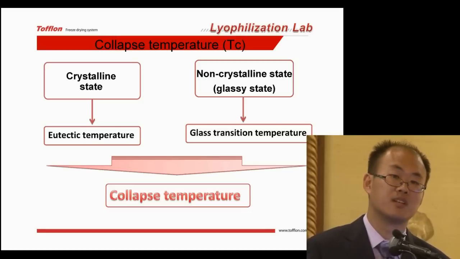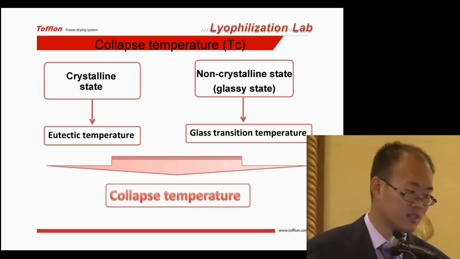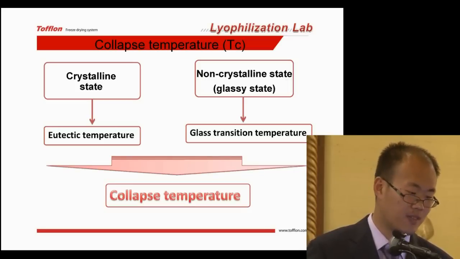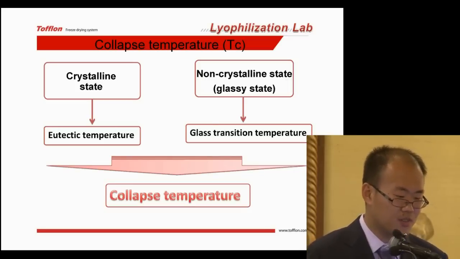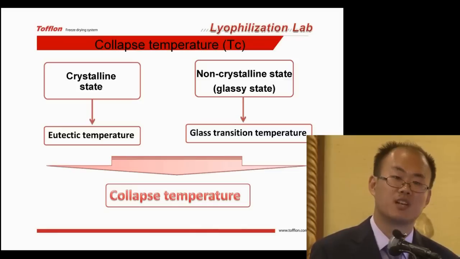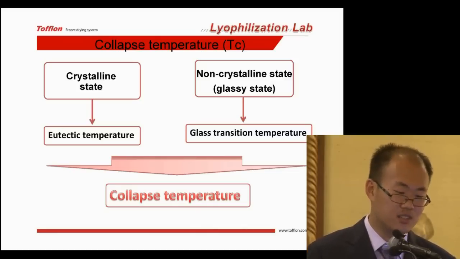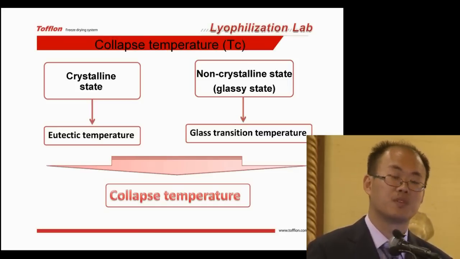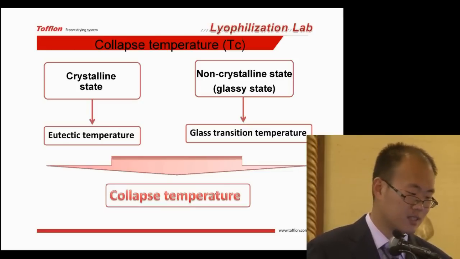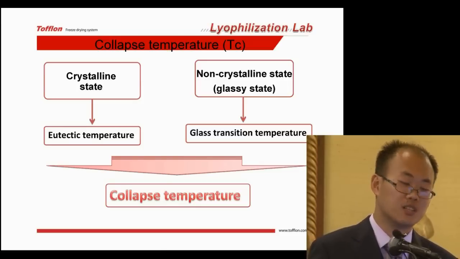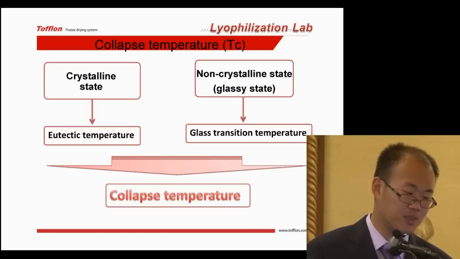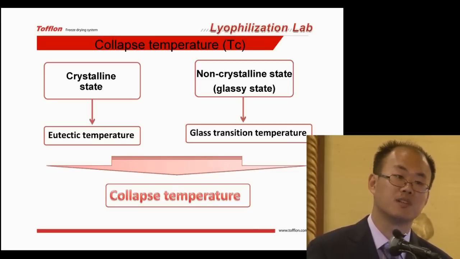At this point, the latent heat was released, so we call it eutectic temperature. As another non-crystalline state, we call it glassy state. In the glassy state, when we decrease the temperature, the liquid becomes a glassy state, not a solid. In this process, there's no latent heat released. So we call this solidification, and we determine this temperature as the glass transition temperature.